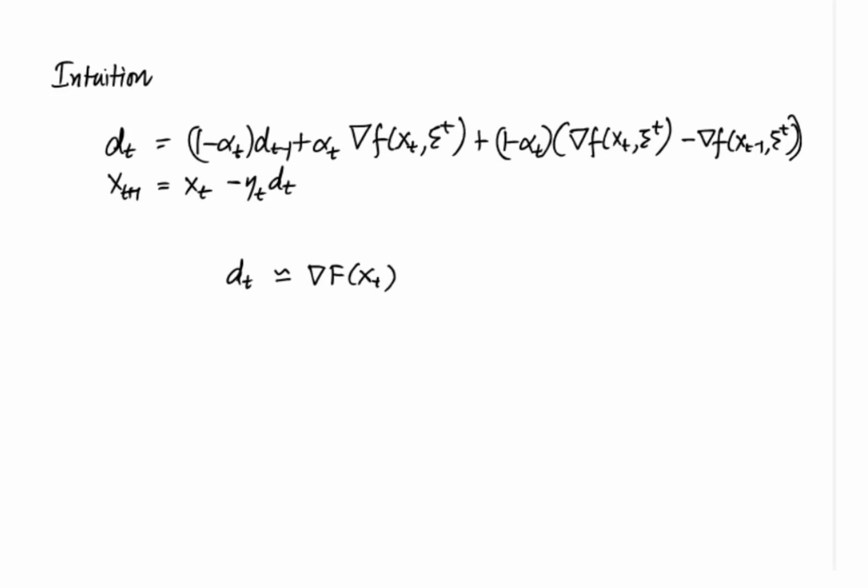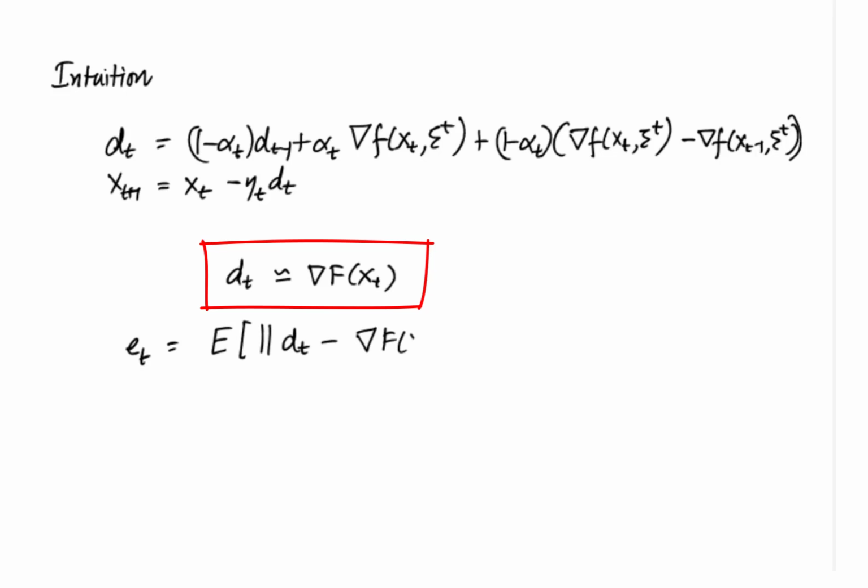A major part of the proof will in fact be devoted to characterizing how well dt is able to track the gradient of the objective. We will denote et equal to the expected value of the norm square of dt minus gradient of capital F of xt. And we will essentially show that et decreases at a certain rate with t, which will then allow us to show the rate at which delta t diminishes.